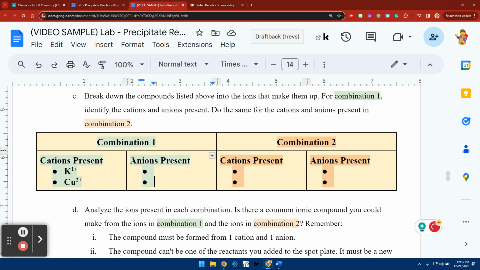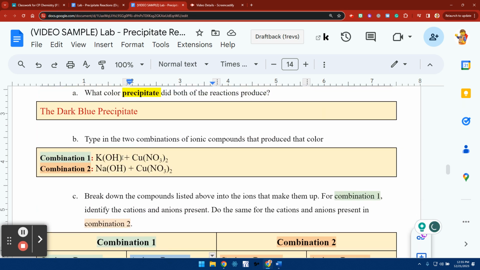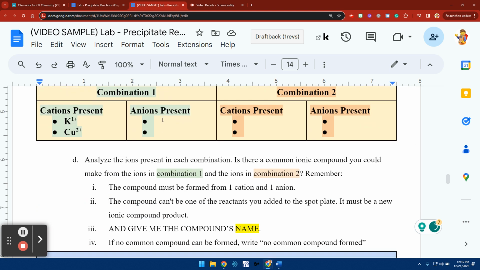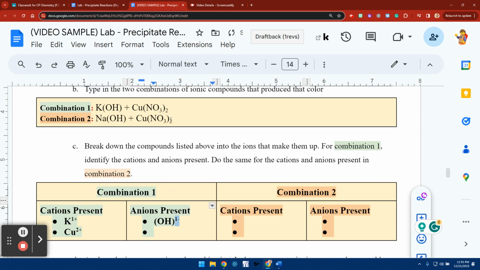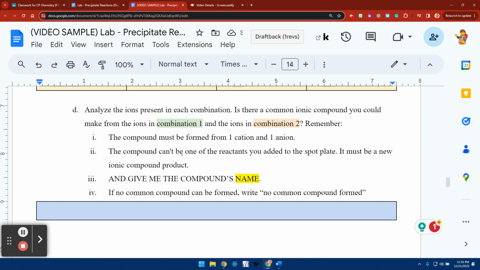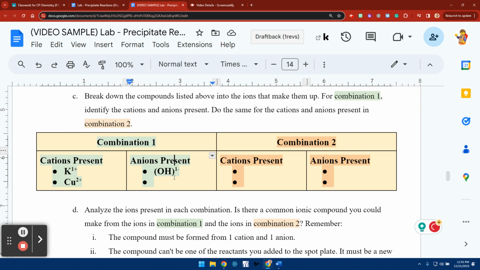The 2 anions, negative ions present in combination 1 were the hydroxide, so OH with a 1 minus charge, and the nitrate, NO3 with a 1 minus charge. Okay, so these were the positive and negative ions that were present in my first combination.